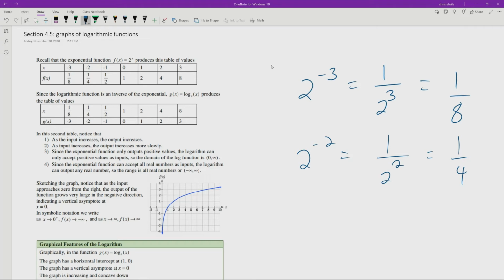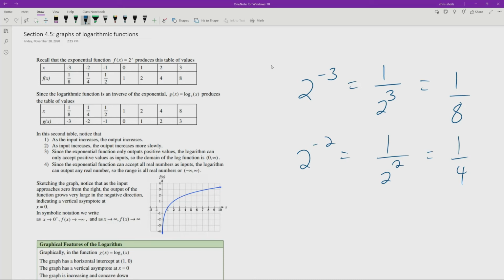Because the exponential function only outputs positive values, the logarithm can only accept positive values as inputs. So the domain of the log function is 0 to infinity. Because the exponential function can accept all real numbers as inputs, the logarithm can output any real number. So the range of a logarithm is all real numbers, or negative infinity to infinity. So again, 3 and 4 here just stem from the fact that when I find an inverse, I swap the domain and the range of that original function.